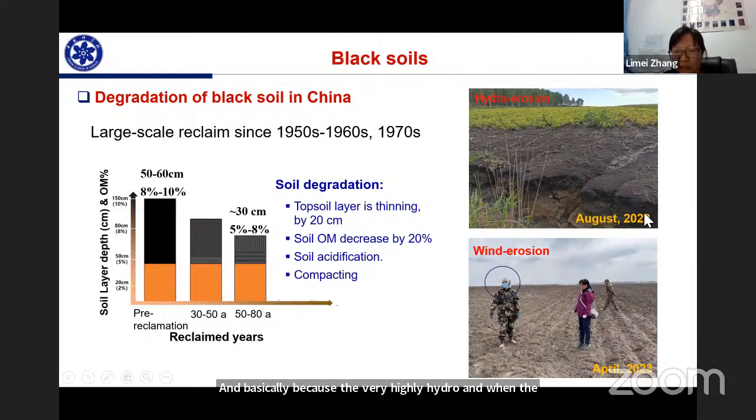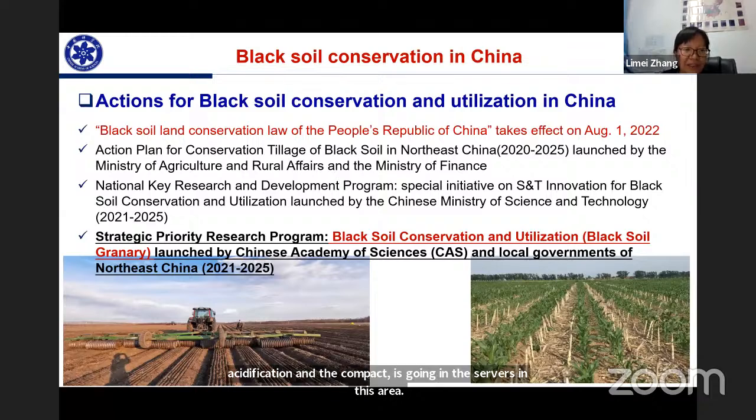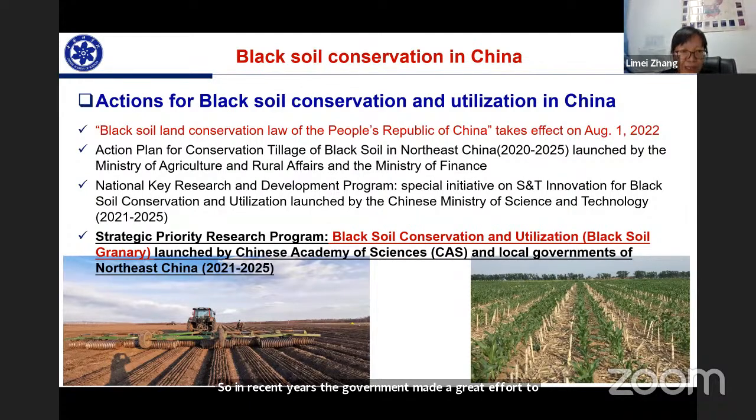These two pictures show very common phenomena in the northeast part of China in summer and in spring. Like in spring, my colleague packaged herself like this against the very heavy wind. Soil organic carbon decreases very quickly, almost by 20% since reclamation, and soil acidification and compaction are also serious in this area. So in recent years, the government has made great efforts to protect black soil. For example, in 2022, the first land law for black soil was issued, and a lot of actions are taken to stimulate the application of conservation tillage, like rotation and straw return, and also zero tillage.